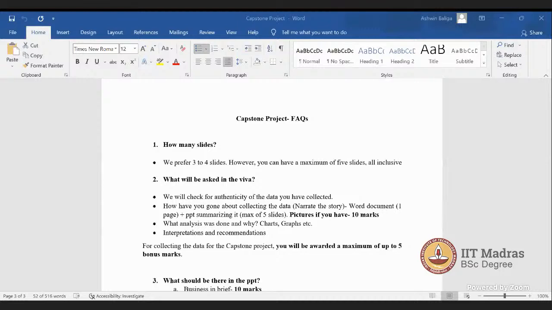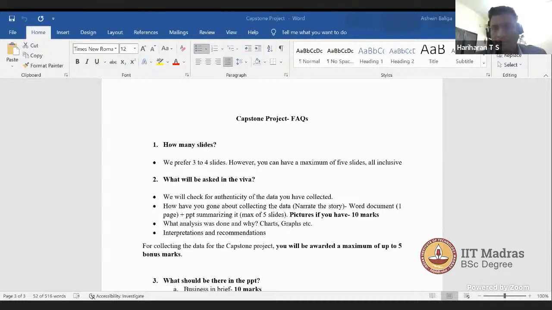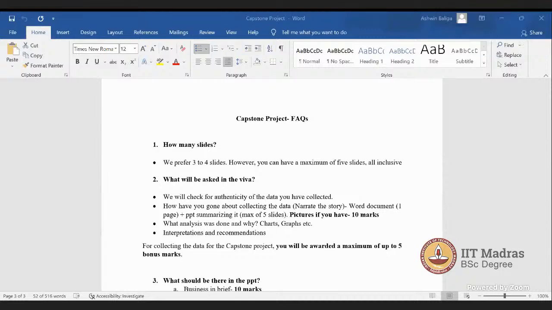Yes, sir. I'm not sure whether someone has asked about it or not, but is there any minimum number of SKUs that we need to consider for any shop? The only thing that you have to consider is the business problem. However, make sure that the business problem is big enough that it warrants a good amount of analysis. That is it. Okay, sir.